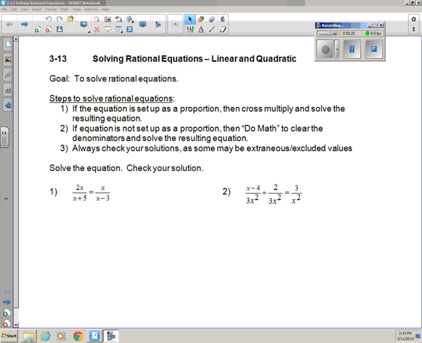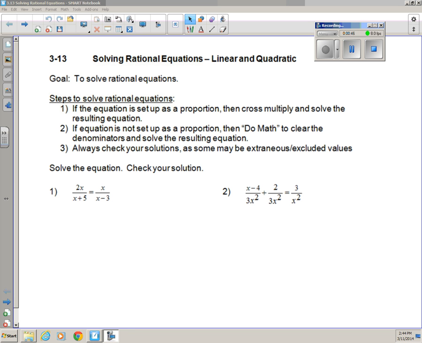If the equation is not set up as a proportion, then do math. Way back in September, do math. Clear your denominators and solve whatever's left over. Make sure you check your solutions because sometimes you might get a value that won't make sense or that would give you an error message on your calculator.